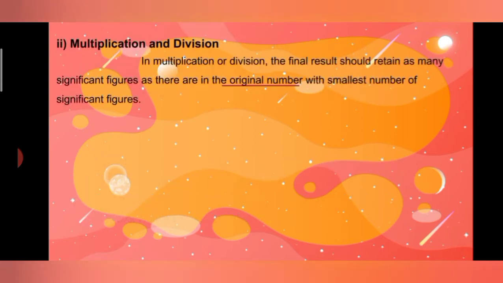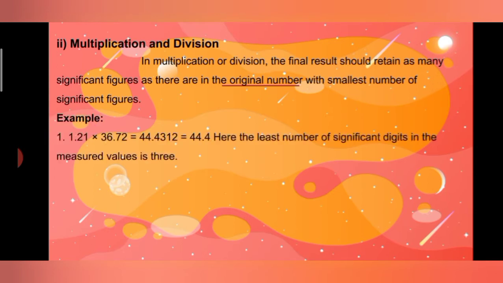Multiplication and division: in multiplication or division, the final result should be retained to as many significant figures as there are in the original number with the smallest number of significant figures. For example, 1.21 times 36.72 is equal to 44.4312, which is 44.4.